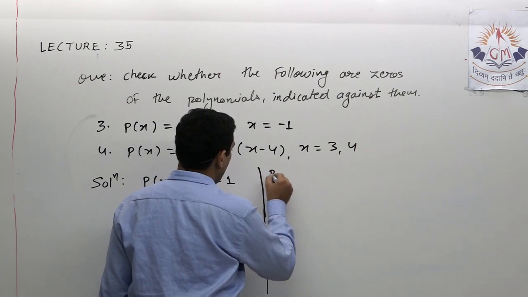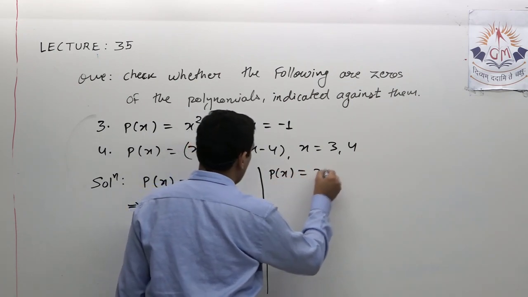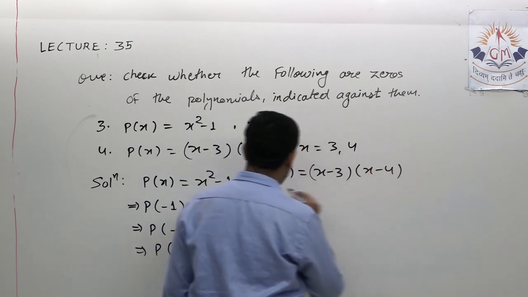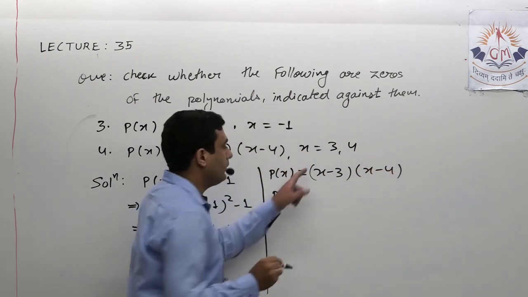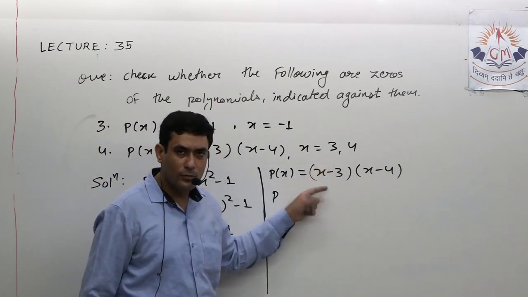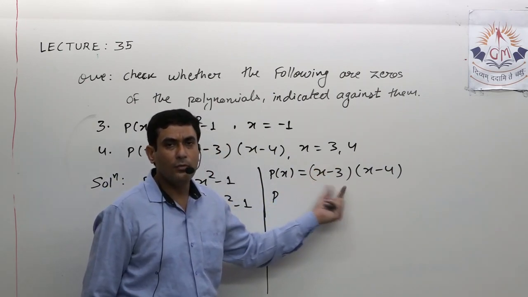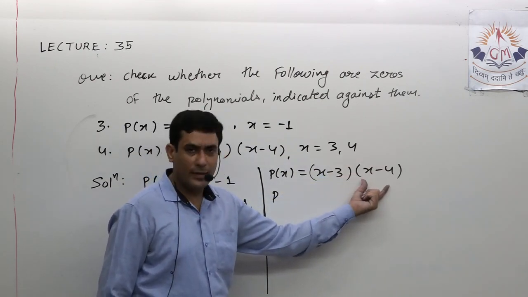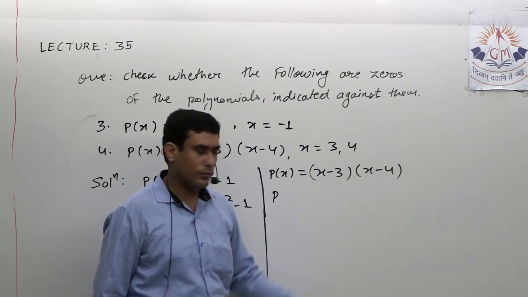Okay, now next is P(x) equal to (x minus 3)(x minus 4). Here we have to check it for 3 as well as 4. However, this can be done orally. See, if I put x equal to 3, 3 minus 3 is 0, and 0 into anything is 0. If I put x equal to 4, this bracket will be 0, and 0 into anything is 0.